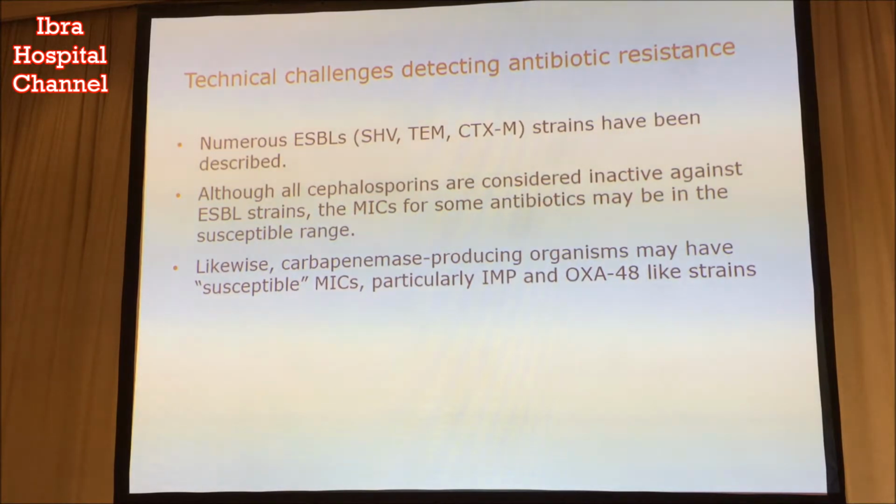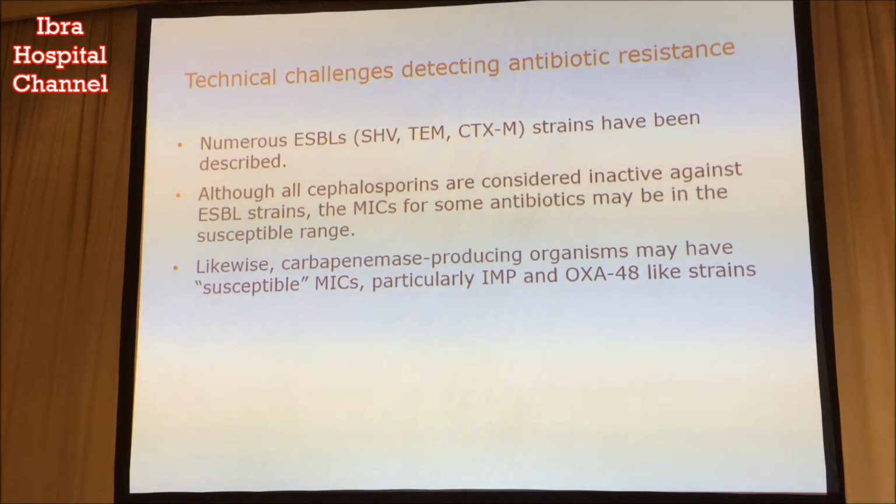All right, so now I gave you all that background. I'm actually now going to talk about three specific examples. We'll talk about ESBLs just very briefly, we'll talk about carbapenemase producing organisms, and we'll talk about colistin resistant organisms.